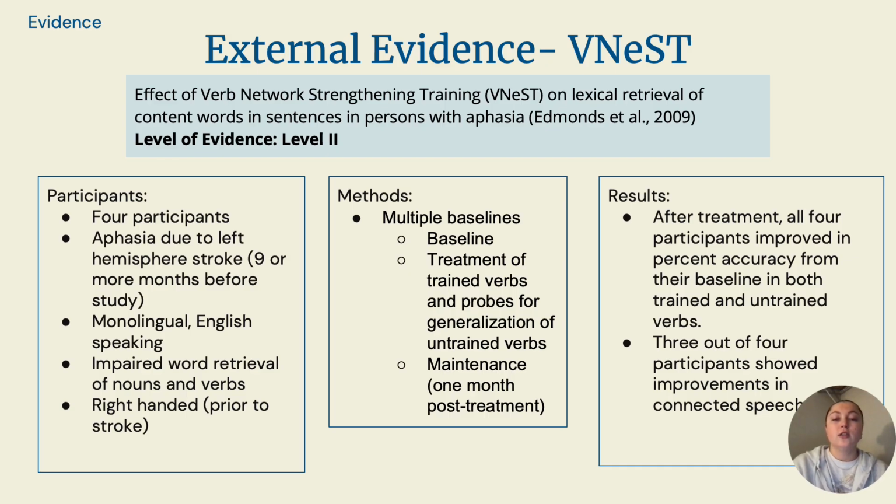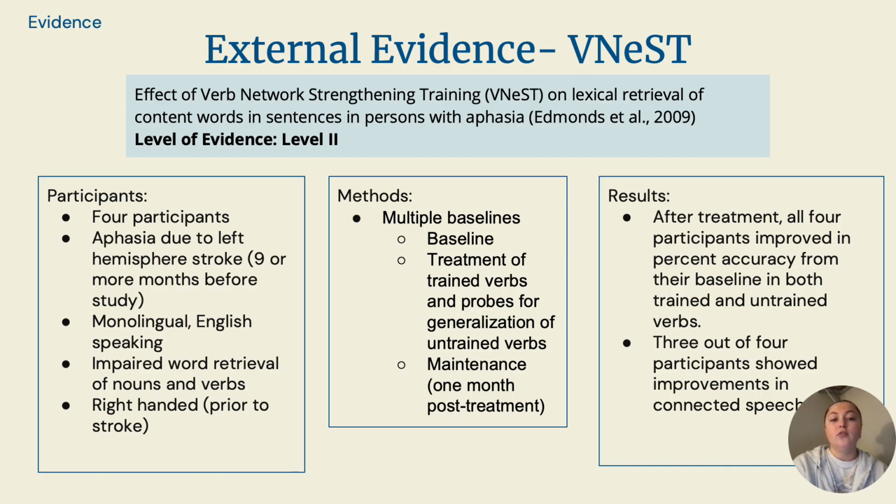After a thorough literature review, I found 3 different studies that support the increase of verb generation in VNest as a treatment intervention. For my first piece of external evidence, I found this article, The Effect of Verb Network Strengthening Training on Lexical Retrieval of Content Words and Sentences in Persons with Aphasia by Edmonds et al. In 2009.